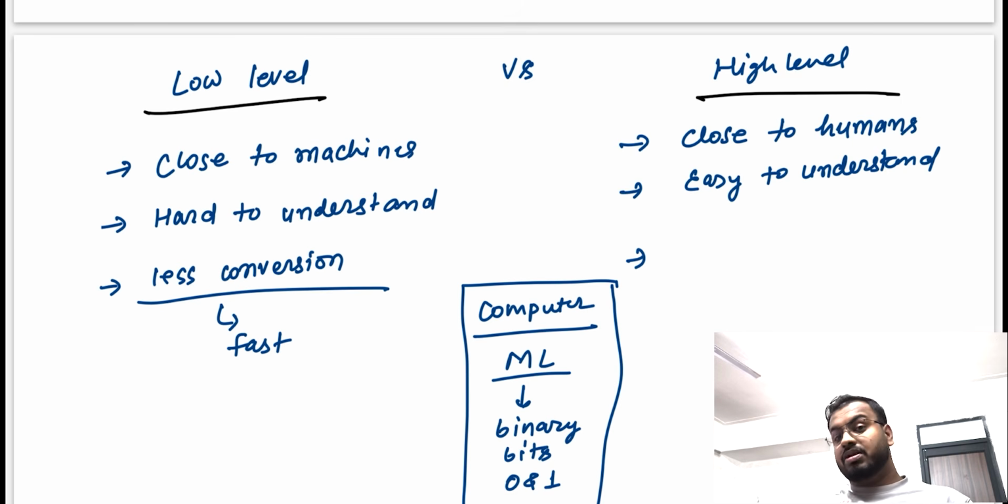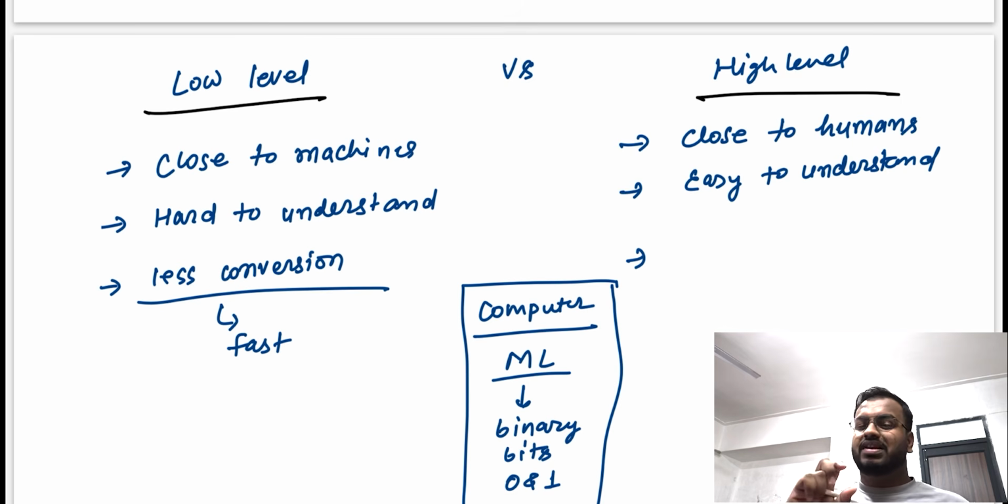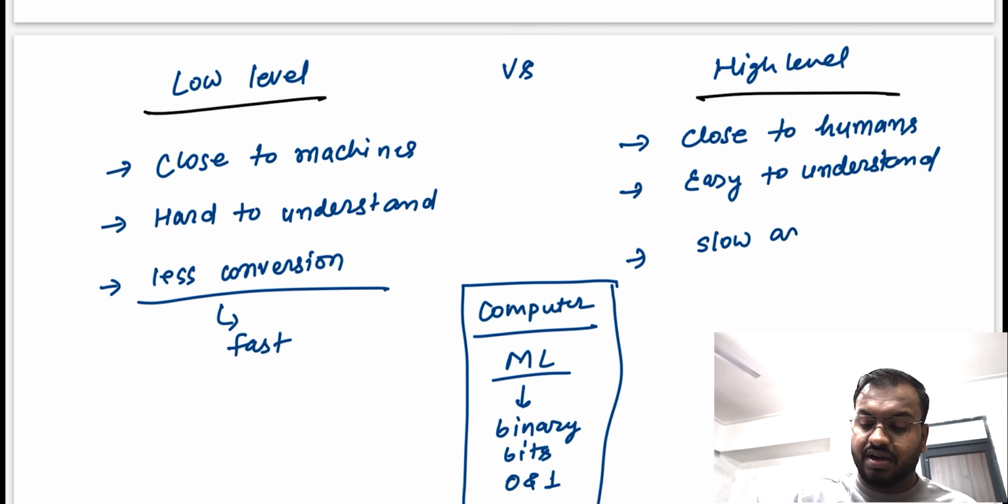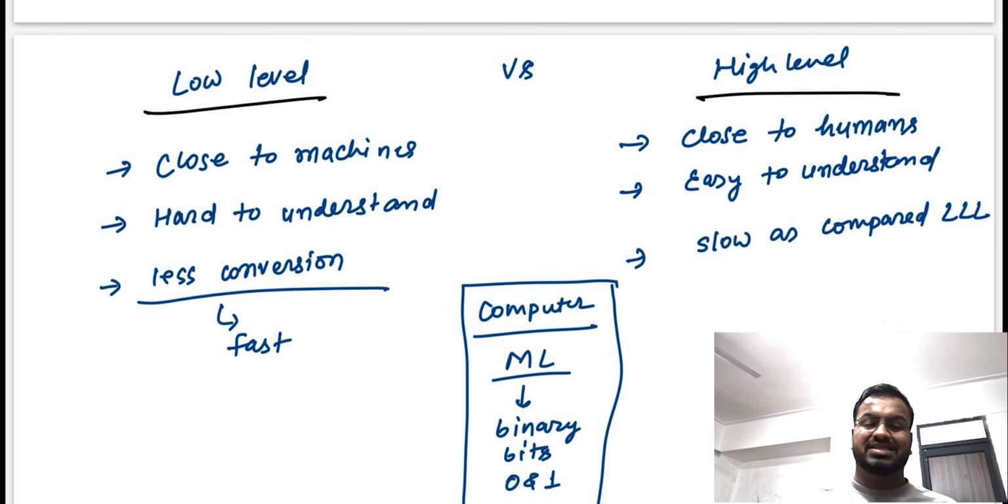While high level languages are more close to humans, means they will have more English like alphabets, English like words, English like letters, so they will require a lot of conversions. That's why it will take more time to convert that particular language into machine language. That's why it is slow as compared to low level language. Means low level languages are fast in execution and high level languages are slow in execution.